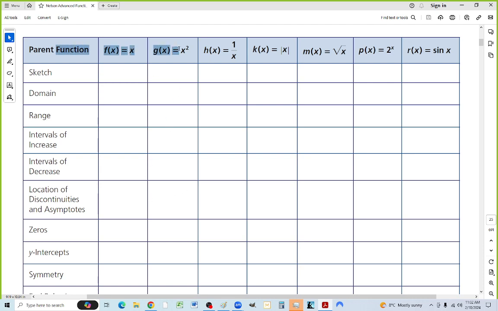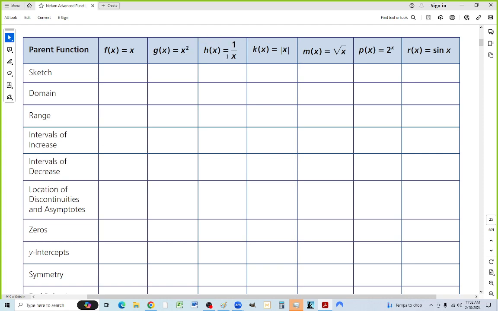Here, they're going through the parent functions that I went through. So I'm going to send you the link because it describes what kind of function this is. Just pretend instead of f of x, it says y is equal to x. What kind of function is that? That's a line? Yep. What kind of function is that?